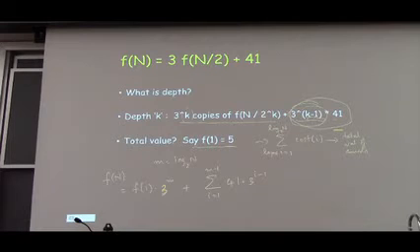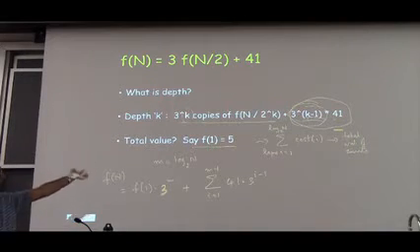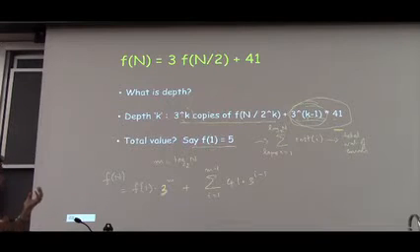Any question? What is that next step, f of 1 times what to the m? It's 3. Because we said that at depth k there are 3 to the k copies of f of n over 2 to the k. So when you set m to be log n to the base 2, 2 to the m is actually n. So you have f of 1.